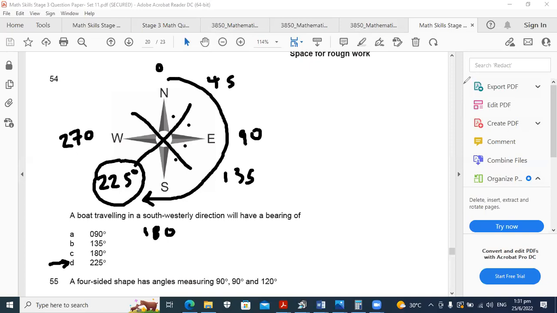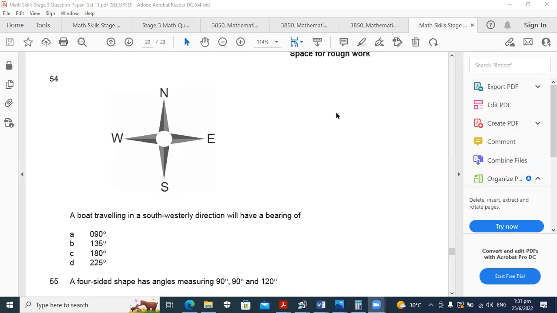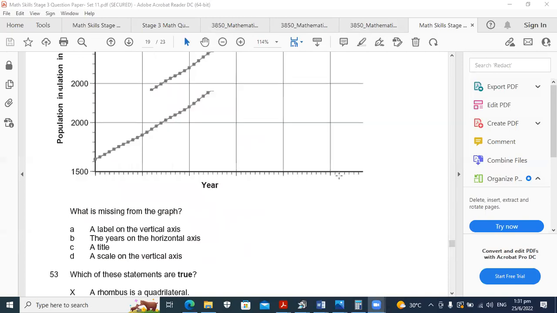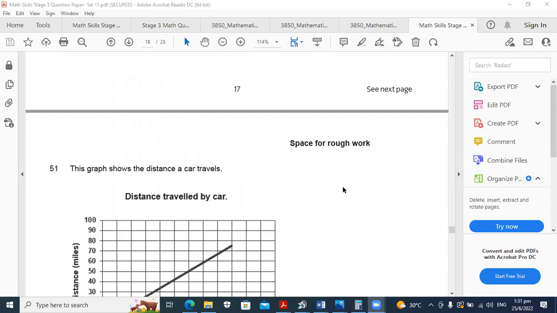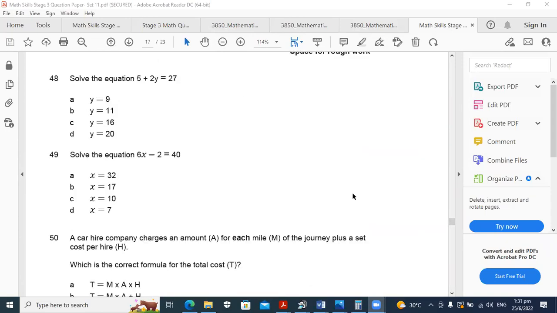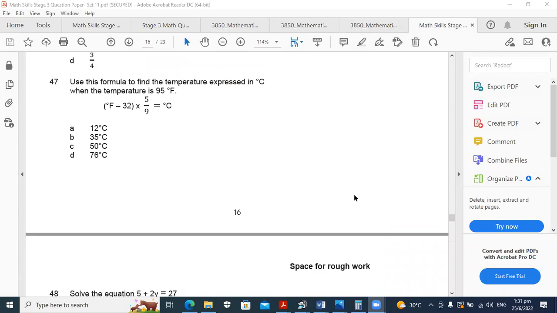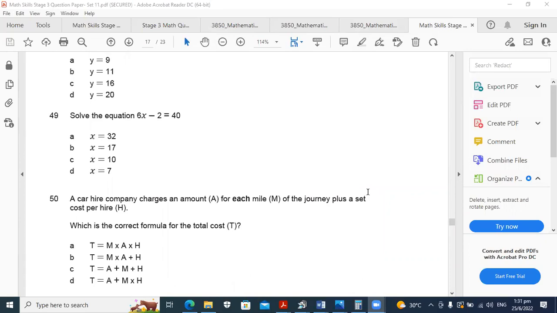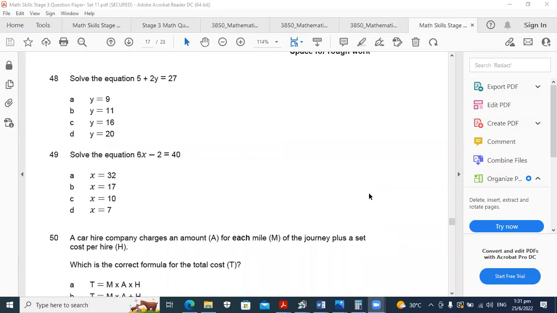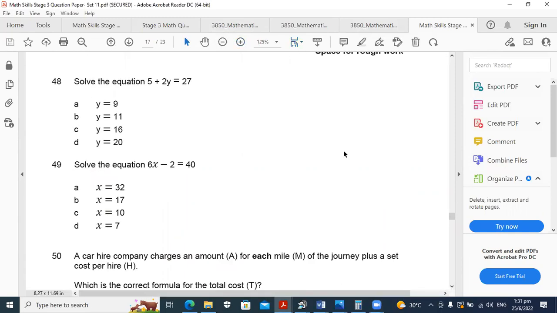All right. So that was a first for me. I've never seen a bearing question before. All right. Oh, here are 2 more. Look at these 2 questions. See if we can work out those 2.